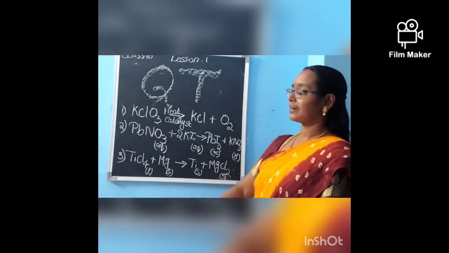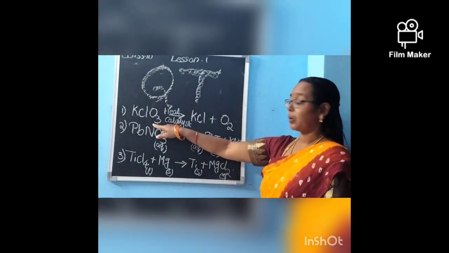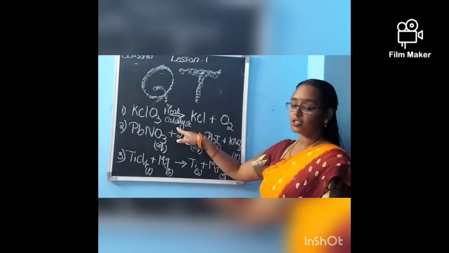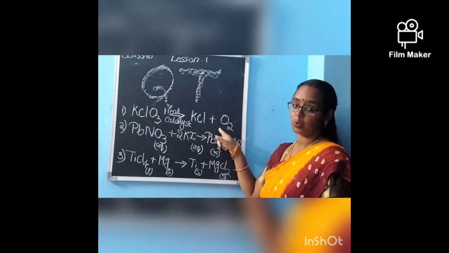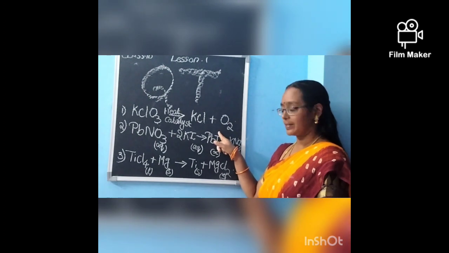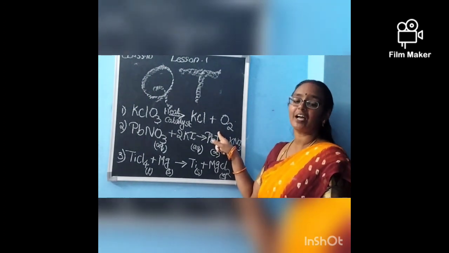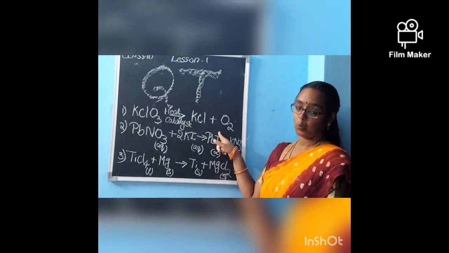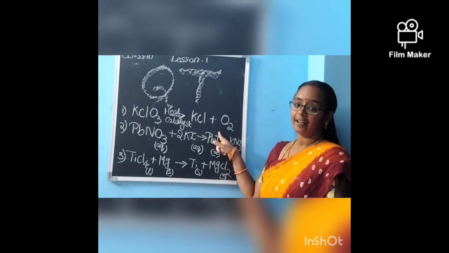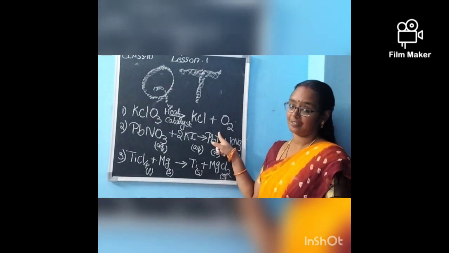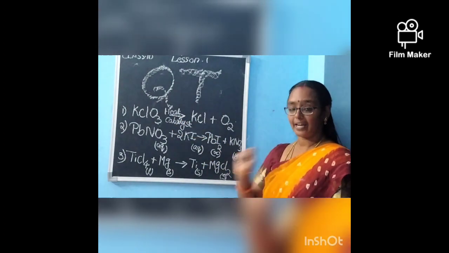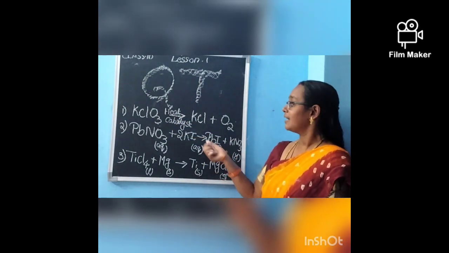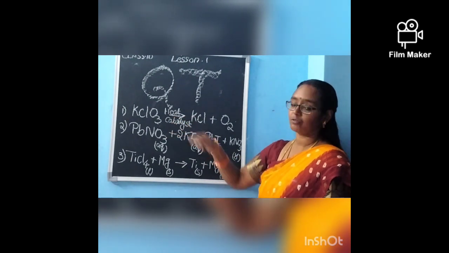First question I have written on the board: KClO3, when it is heated in the presence of a catalyst, will undergo a reaction and form KCl plus O2. The question is, you have to say which kind of reaction it is, and what is the specialty of this reaction. Because there is heat, you have to mention which kind of reaction it is and what all things are involved in this reaction.